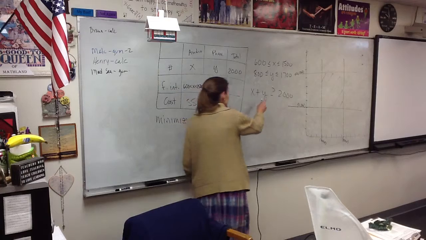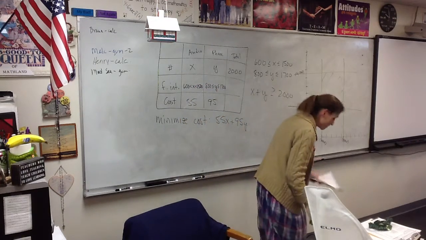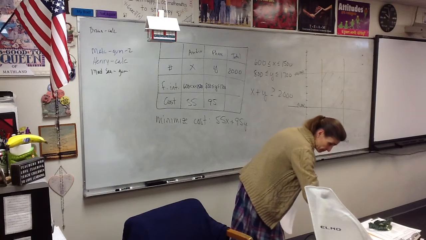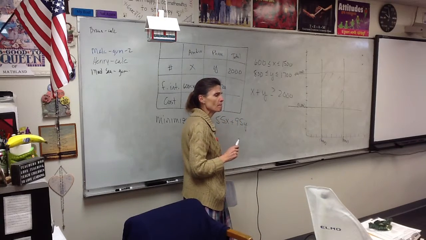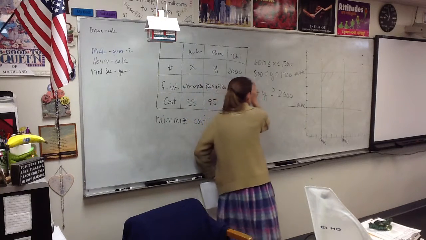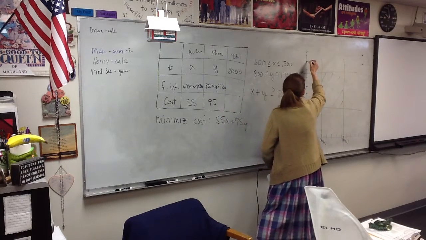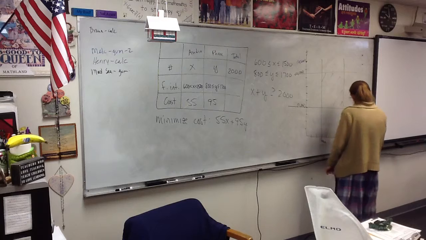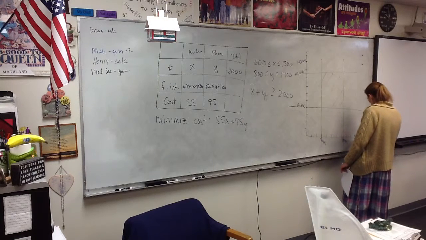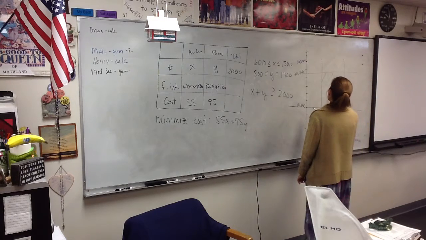Now we got to graph this one. Get out a different color here. I'm going to graph that one. And how do I graph these diagonal ones again? What's my strategy? I let x be 0, so then y would be 2,000, which is right here. And I'll let y be 0, so then x would be 2,000. And I'm going to draw a nice straight line.